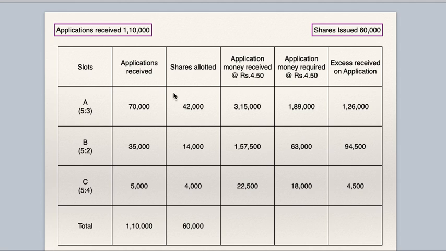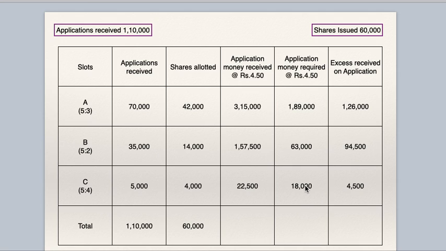At the rate of 4 rupees 50 paisa, 70,000 into 4.50, 3,15,000 in category A. 35,000 into 4.50, 1,57,500 in category B. And 5,000 into 4.50, 22,500 in category C. This is what they have received with application. What is the application money required? 42,000 into 4.50, 1,89,000. 14,000 into 4.50, 63,000. 4,000 into 4.50, 18,000. This is required on shares allotted.